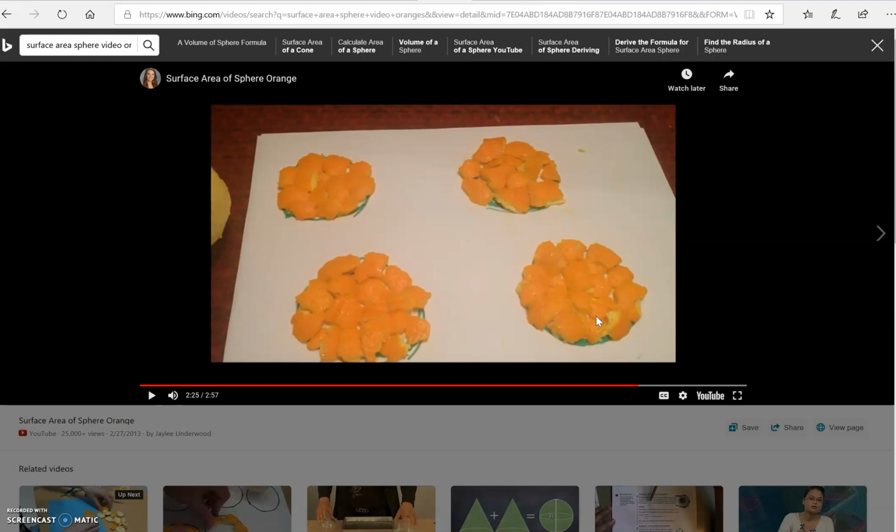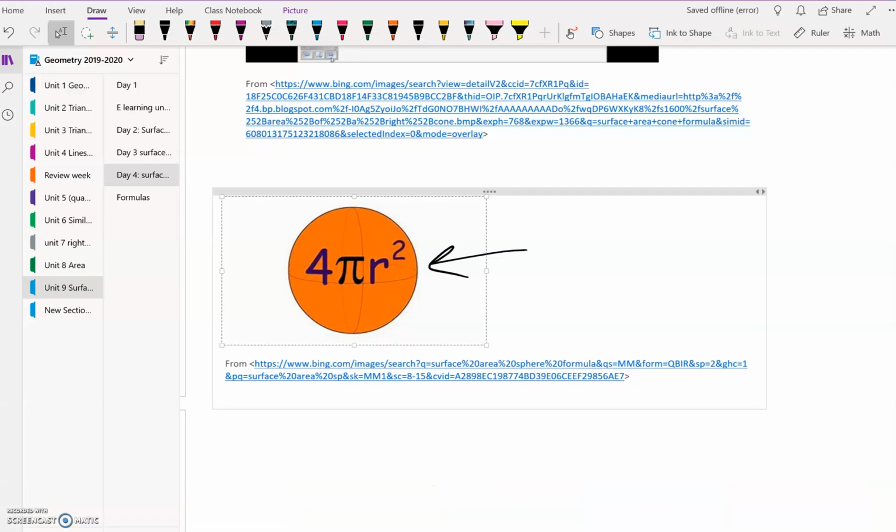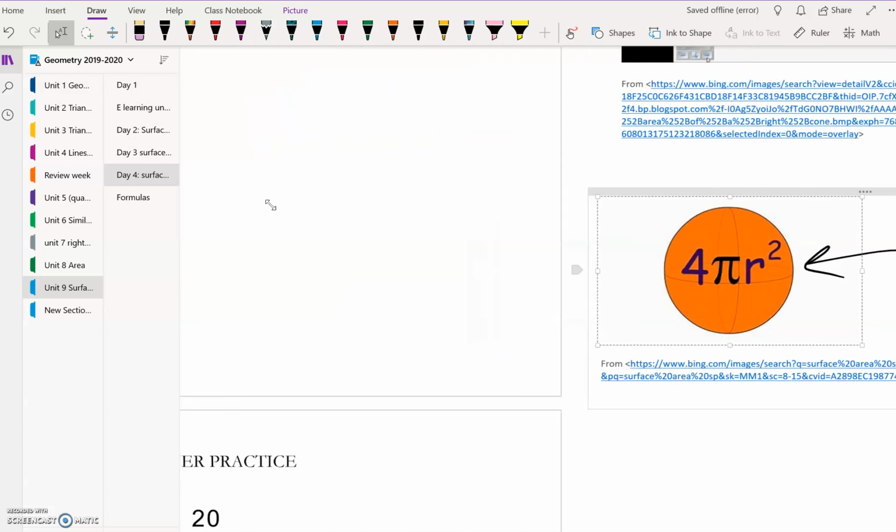So here you see at the end when she takes all her orange peel and layers it onto the circles. Remember, the circle size is based off of her orange size specifically, so that's why this works. But when she puts them, it turns out to be 4 circles, which is why the surface area is 4 times the area of a circle, pi r squared. Okay, so make sure you make a note.